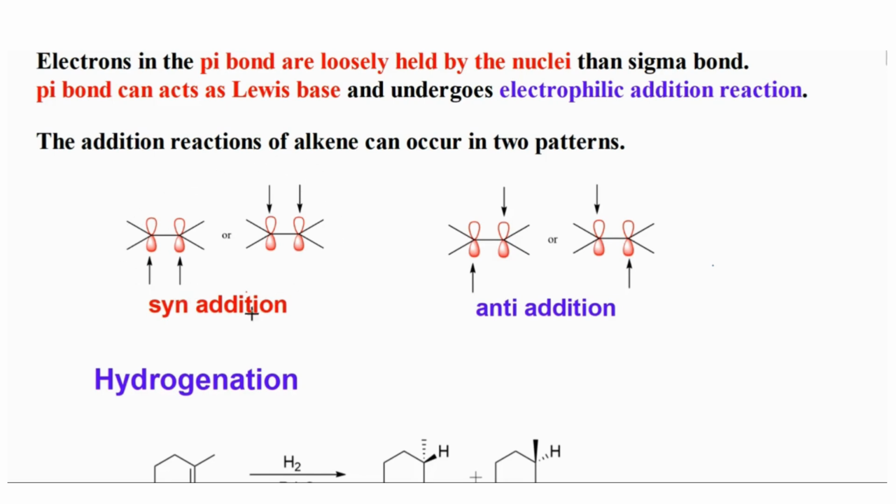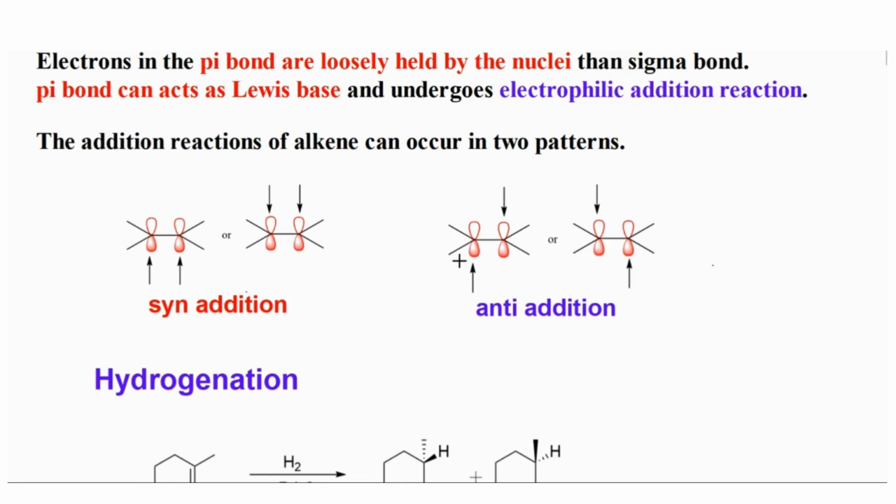If it occurs on the same side, then we call it a syn addition. Sometimes it may be anti-addition. One may be above the plane and another below the plane, like this. Vice versa, it may happen. So the addition may occur in two patterns: one is syn addition and the other is anti-addition. Syn means both will occur at the same side. Anti means one will be above the plane and another below the plane. Okay, that's all about syn and anti-addition.